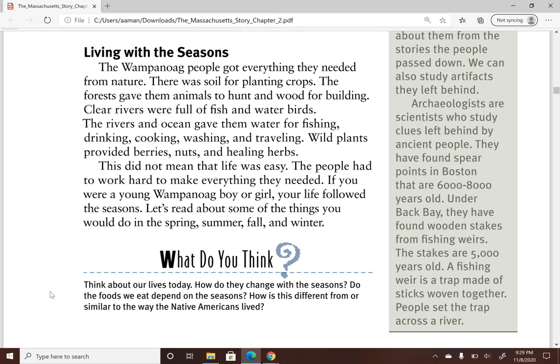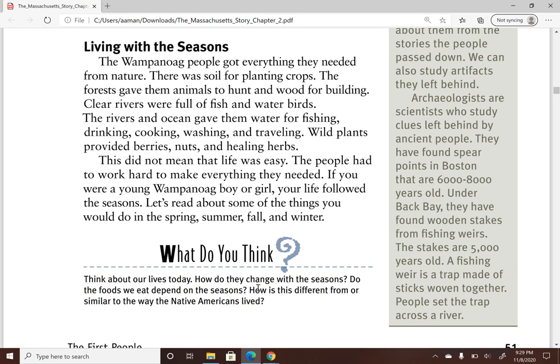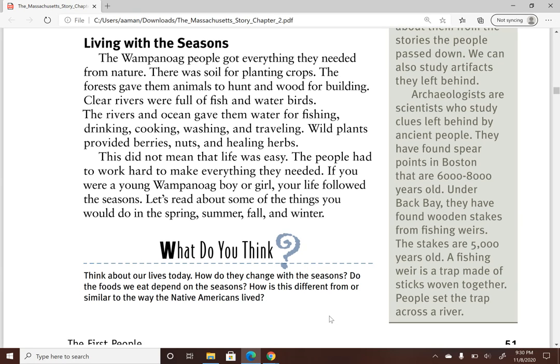Think about our lives today. How do they change with the seasons? Do the foods we eat depend on the seasons? How is this different from or similar to the way Native Americans lived? So think about that. Do we eat food just based on what season it is? Or do we get to eat any food anytime? Now let's think about, this would be a compare and contrast, about how this is different and similar to Native Americans. Take a minute and think about that.